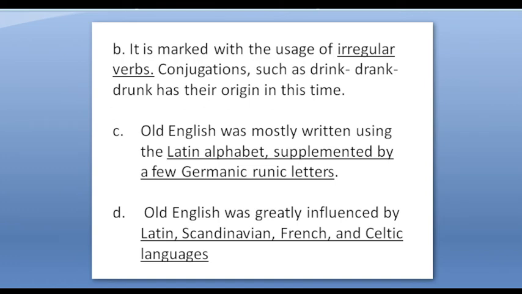Number 2: Old English is marked by the usage of irregular verbs. Conjugations such as drink, drank, drunk have their origin in this time. Number 3: Old English was mostly written using the Latin alphabet, supplemented by a few Germanic runic alphabet letters. Number 4: Old English was greatly influenced by Latin, Scandinavian, French, and Celtic languages.